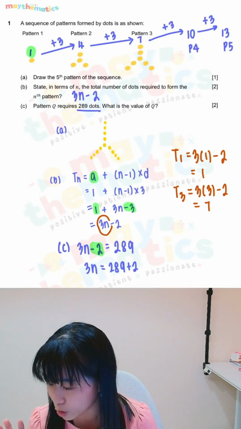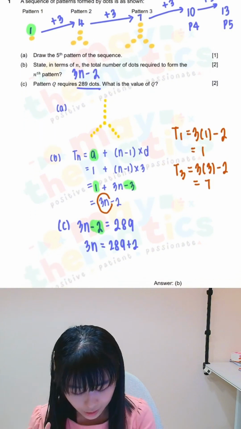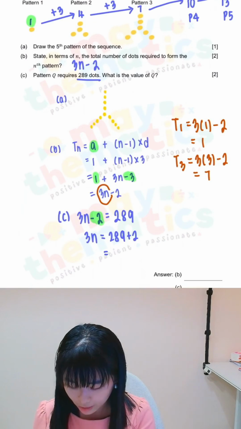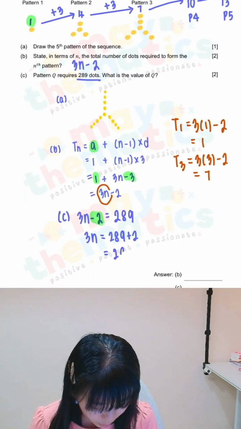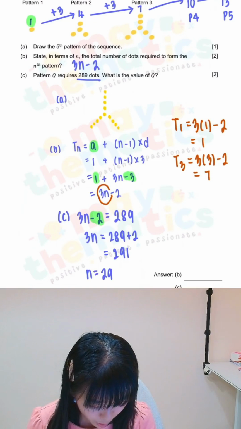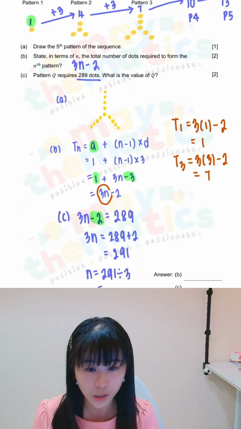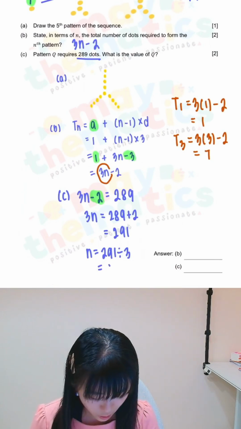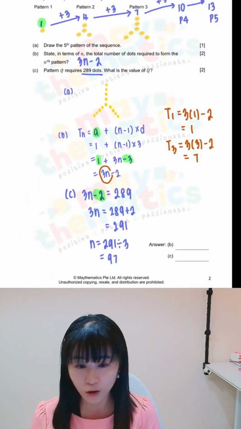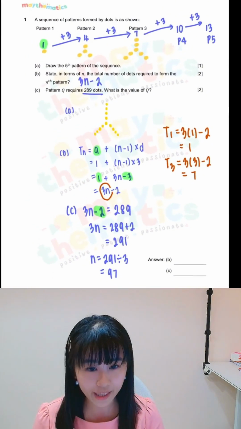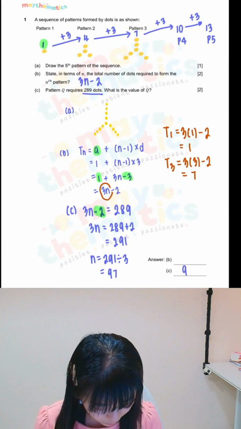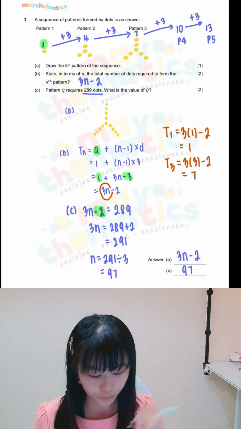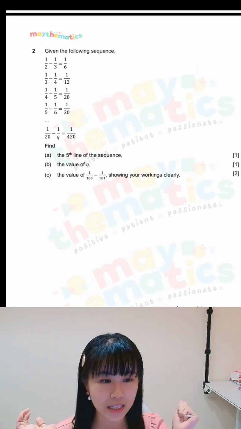If we continue, 289 plus 2, you'll get 291. So n equals 291 divided by 3. 291 divided by 3, then you get 97. So what is the value of Q? Your n is the value of Q, so you will get 97 here. And this one, part B, just now was 3n minus 2. Shall we continue?